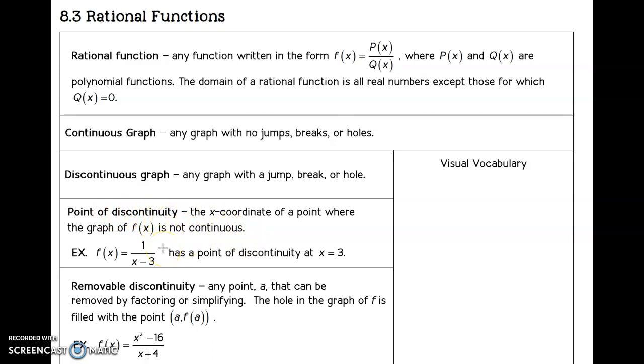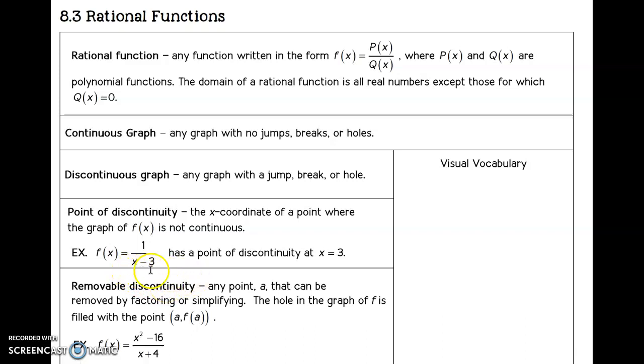So when you are looking for point of discontinuity, you're looking at the bottom piece, so the denominator. That's what we want to focus on to find our point of discontinuity. So the bottom, or your denominator, that's what we're focusing on.